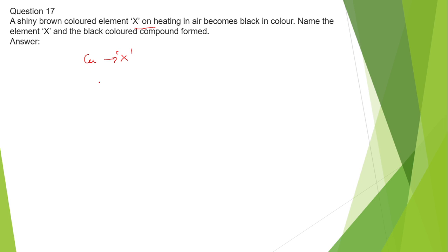Now next, the black colored compound. So what happens to the copper on burning in air? It forms copper oxide. So the black colored compound is copper oxide, which is a solid. Copper also is a solid and oxygen is a gas. We need to balance this.